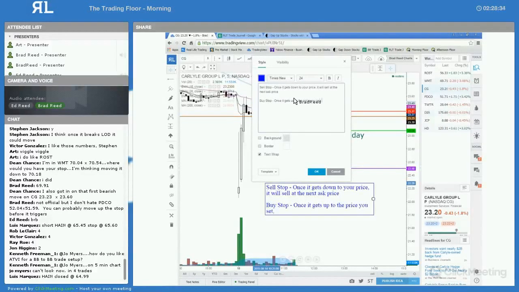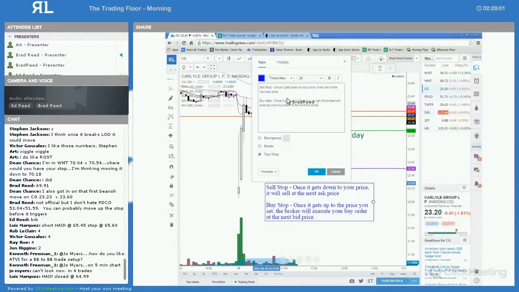Price you set, the broker will execute your buy order at the next bid price. So in real life, we use a buy stop to say, if it gets up to a certain price, then buy it at that price or higher. Really what the broker is going to do is, when it gets up to the price that you set, it will throw it in as a market order for the next bid price.